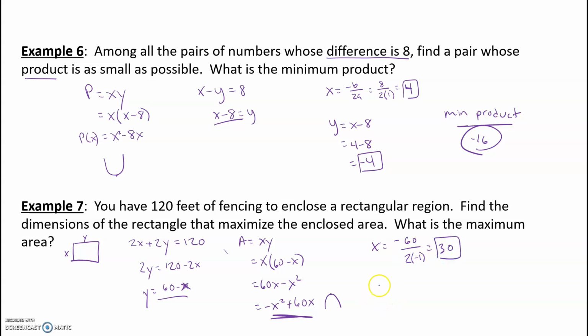If we want to find y, we're going to plug it right in right here. So y equals 60 minus x. y equals 60 minus 30. So you got y equals 30. Now we're going to go back and read. What is the maximum area? So max area would be 30 times 30, which would be 900. And we're talking about feet squared because we're talking about area.